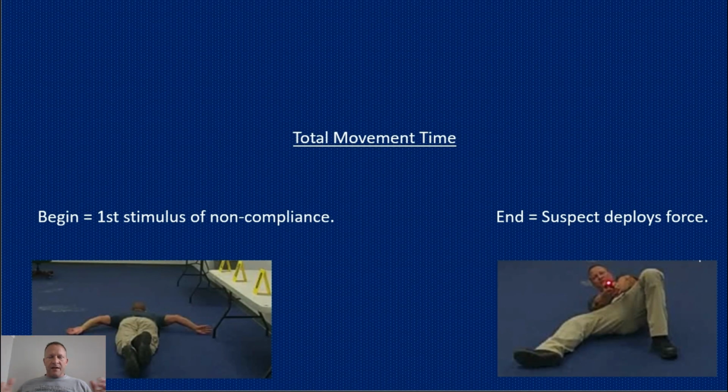Total movement time is really when can an officer first articulate that they've witnessed some type of movement pattern that gives them the potential knowledge that, hey, something bad is potentially about to happen. They're trying to make a prediction. And so, first of all, are you teaching your officers what certain movement patterns look like that would give someone access to a weapon?